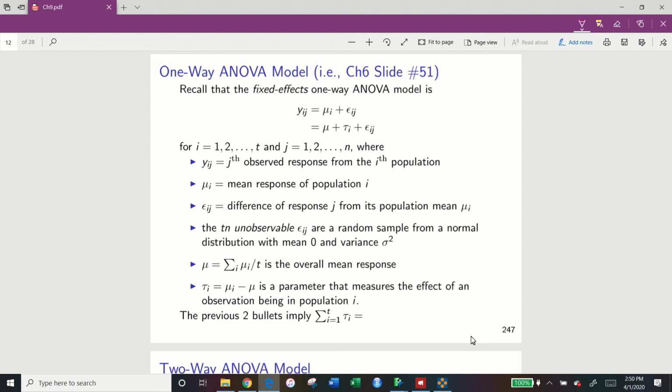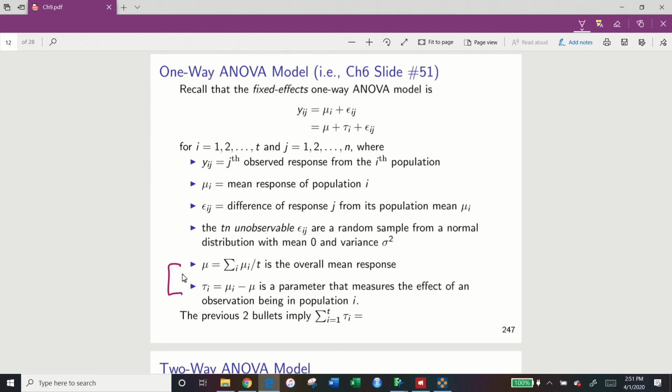If we recall, the fixed effects one-way ANOVA model is Yij equals mu i plus epsilon ij, which was equivalent to mu plus tau i plus epsilon ij, for i equal to 1, 2, all the way to t, and j equal to 1, 2, all the way to n, where Yij equals the jth observed response from the ith population, mu i was the mean response of the ith population, epsilon ij was the difference of response j from its population mean mu i, and we would say that the t times n unobservable epsilon ij are a random sample from a normal distribution with mean 0 and variance sigma squared.